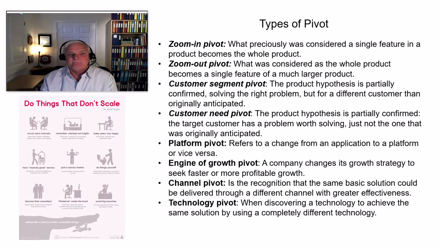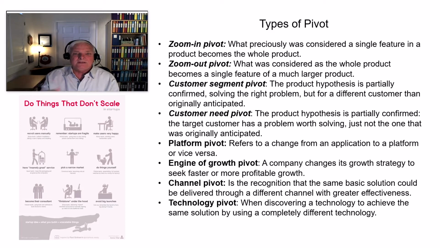Okay? Now, there are types of pivots, and here's a whole list of the different types of pivots. There's a zoom in pivot, a zoom out pivot, customer segment pivot, customer need pivot, platform pivot, engine growth pivot, the channel pivot, and a technology pivot. When discovering a technology to achieve the same solution by using a completely different technology. Those are advances in technology.